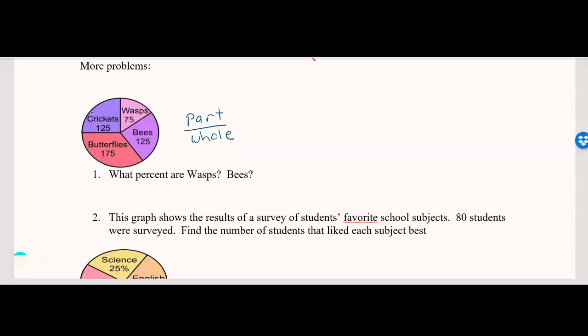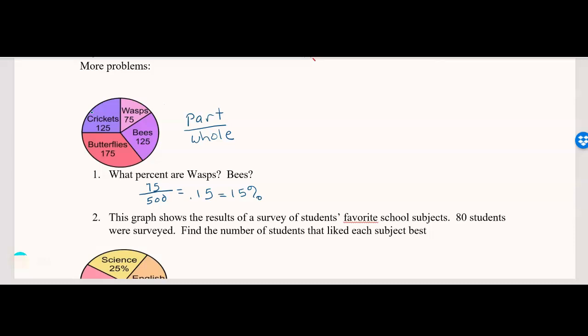That's what we're doing. So we know the part, the percent of wasp. So wasp would be 75. But what is the whole? That is why we have to add all of these up, which add up to 500, part over the whole. And now I can turn that into a decimal. So take 75 divided by 500. You get 0.15. Turn that into a percent because it's asking about what percent. Well, then that would be 15%.